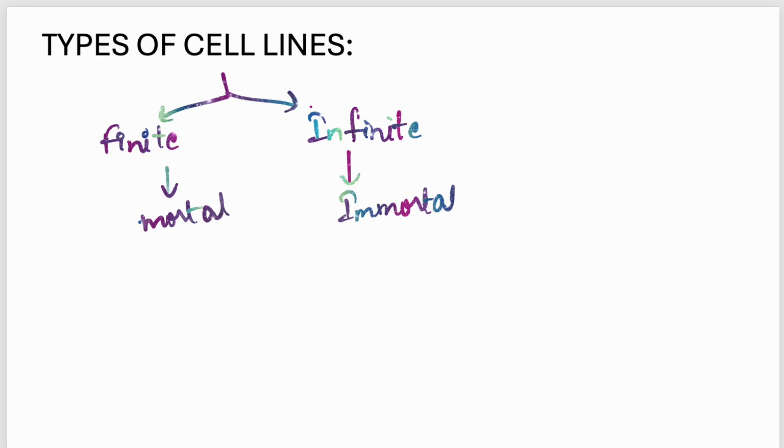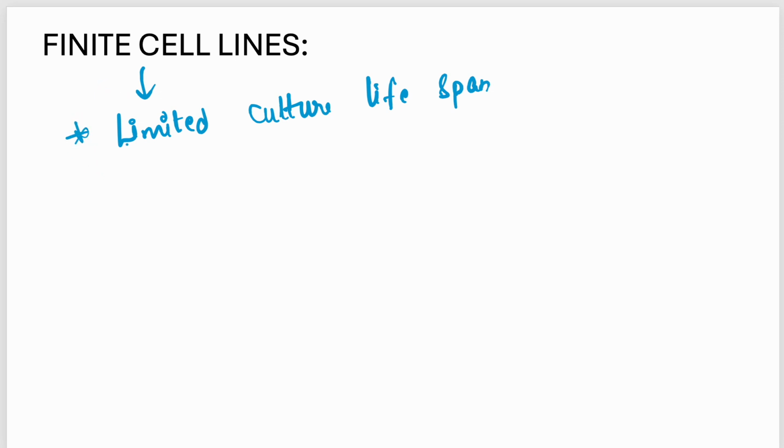We will see in detail about finite cell lines. Finite cell lines are the cell lines with a limited culture lifespan. They divide only a limited number of times before growth rate declines and then eventually they die. So it has a limited culture lifespan, and it divides only a few times before it dies.